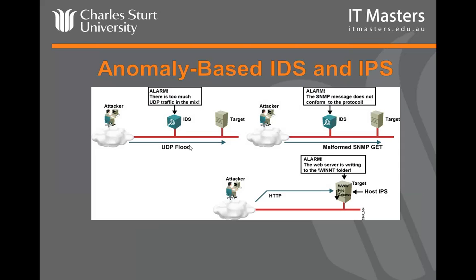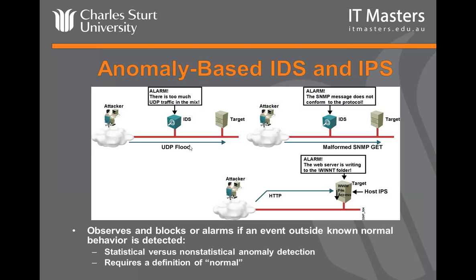So anomaly-based IDS and IPS, moving into the next one. In this case, signatures will look for network traffic that deviates from what is considered normal or regular. So what is configured normal, what is considered normal. The main issue regarding using this method is the definition of normal.